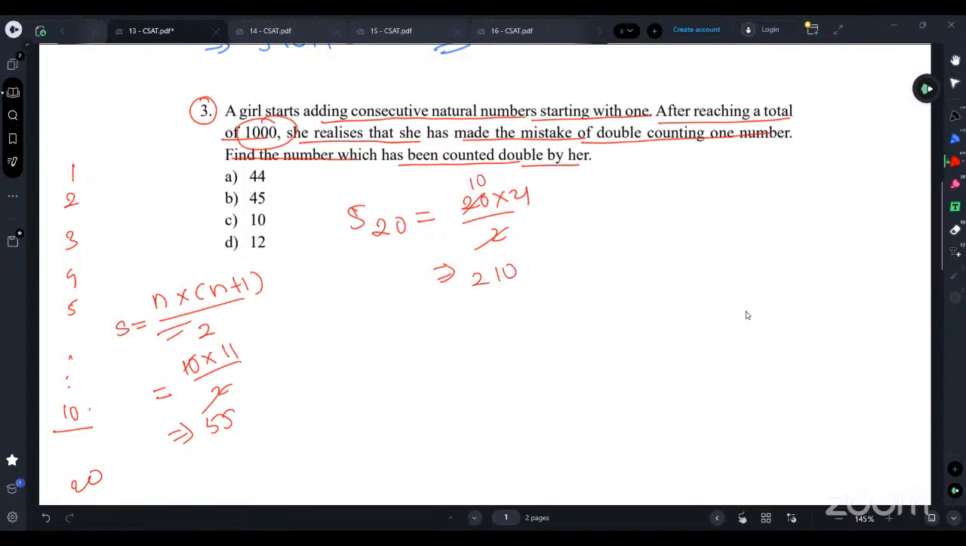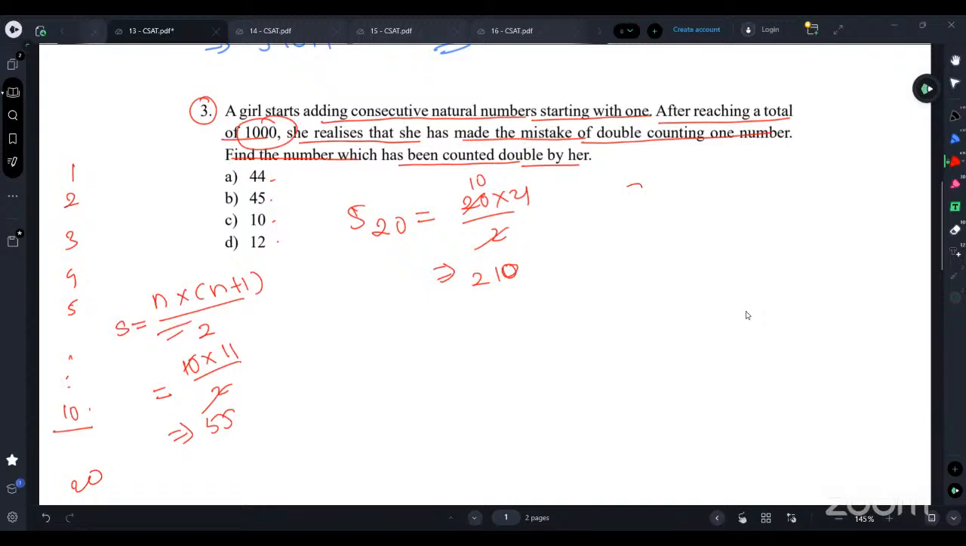210, right? It will be basically 210. Now we want to reach up to 1000. Now let's see, guys, if I see all the options here, it is 44, 45, 10, 12, but we want to count the missing number. But up to 20, we are getting summation only as 210.